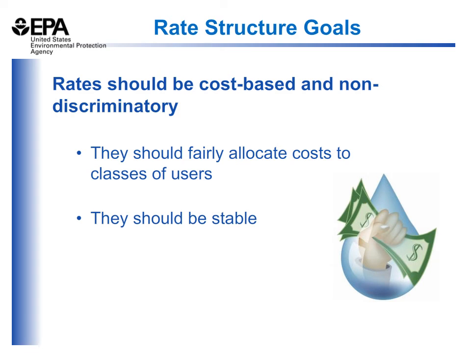A utility should have a couple of goals when setting up rates. They should fairly allocate costs to the type of user. They shouldn't be disproportionate or uneven to any user, individual, or business. So how do you do that? Do you charge by the gallon, or do you establish a flat rate? Both have pros and cons to each way of charging rates.